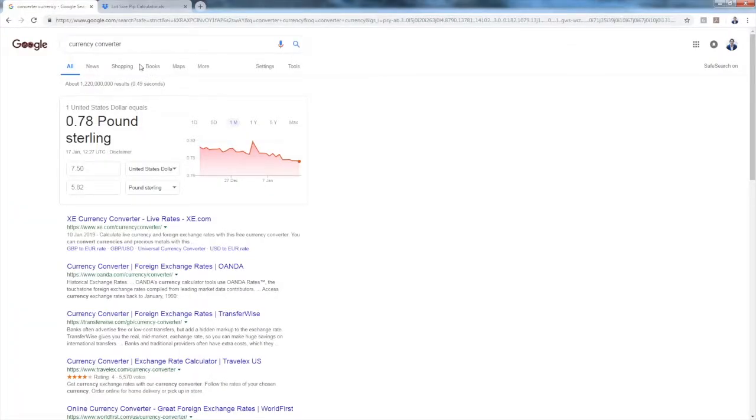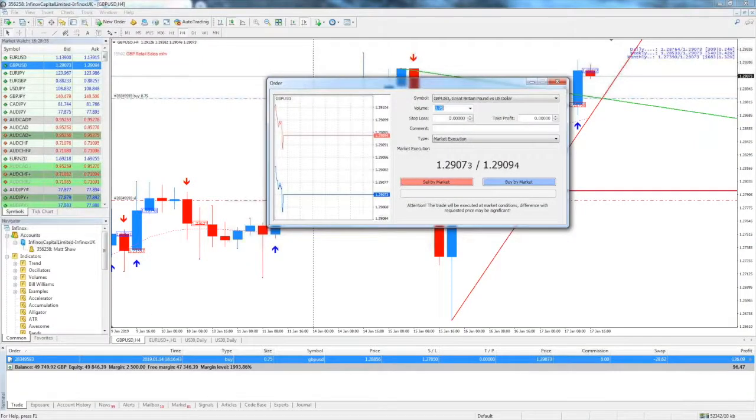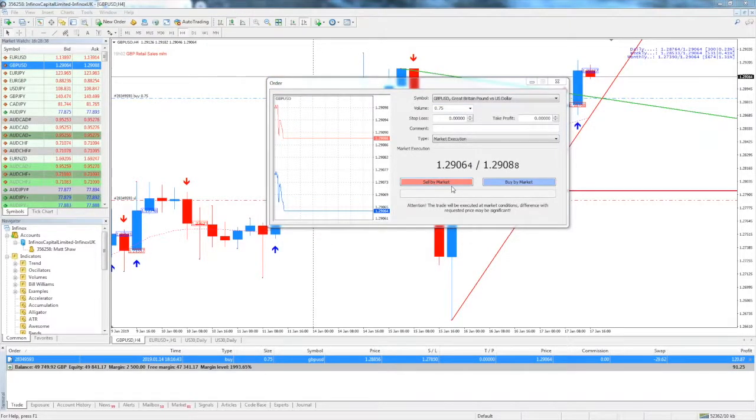So $7.50 in pounds is 5.82. $7.50 in the calculator, as of this day, the current exchange rate is £5.82, all bar a few pence, I imagine. So for every pip that this goes up, it makes me £5.82. For every pip it loses me £5.82.